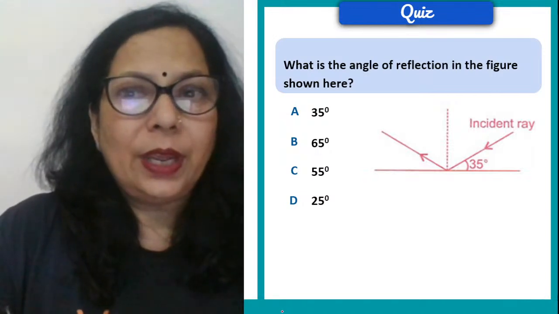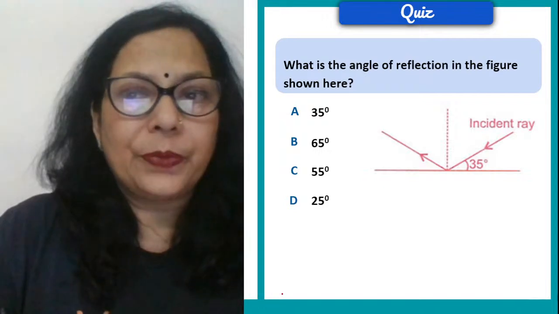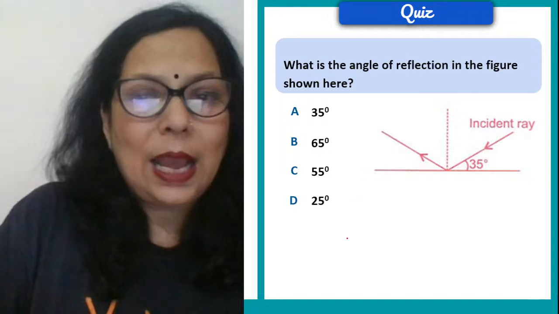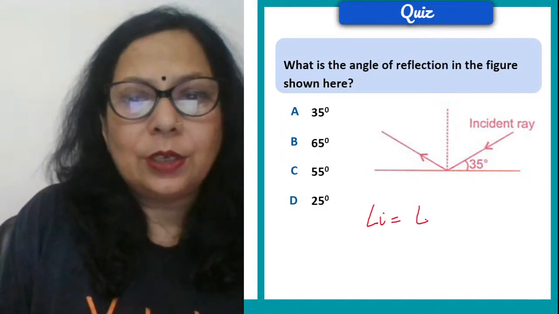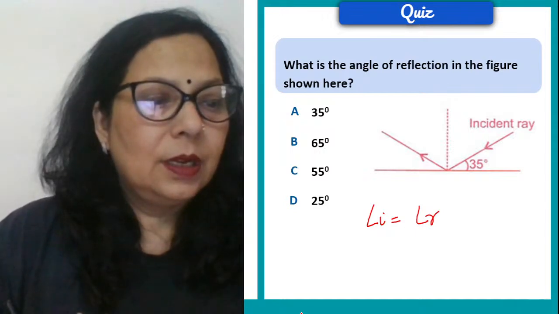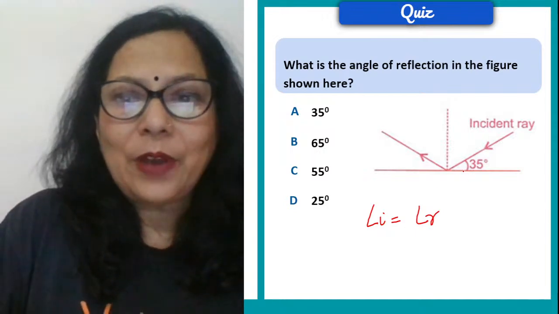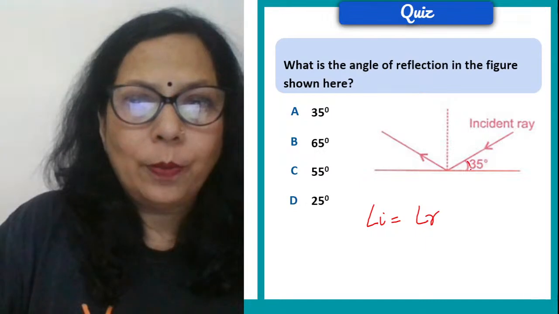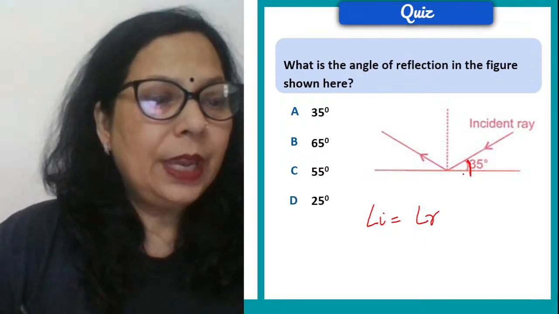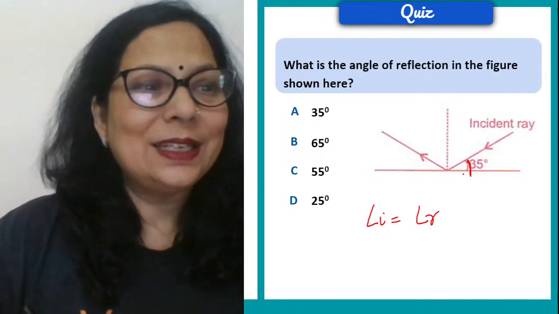You know that the angle of incidence is equal to the angle of reflection. So find out the angle of incidence. Darshil, 35 degrees is the angle formed with the mirror. This is not the angle of incidence. Anybody who can tell the angle of incidence?